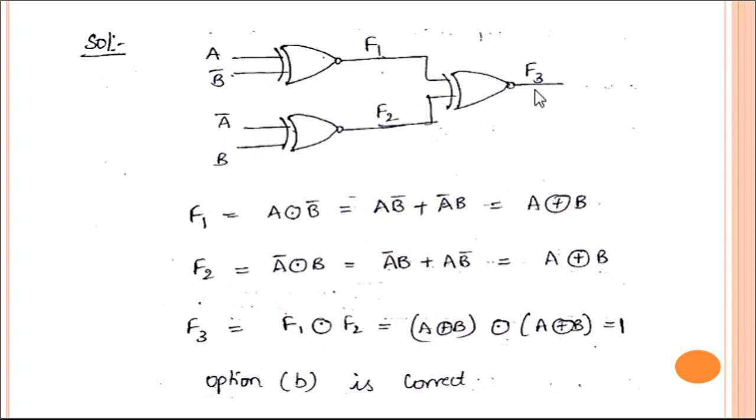Now the output expression F3 can be written as F1 XNOR F2. Since the values F1 and F2 are the same, from the basic truth table for the two input XNOR gate, when these two values are the same, it will produce the output value 1. Okay, so from the given question, option B is correct.